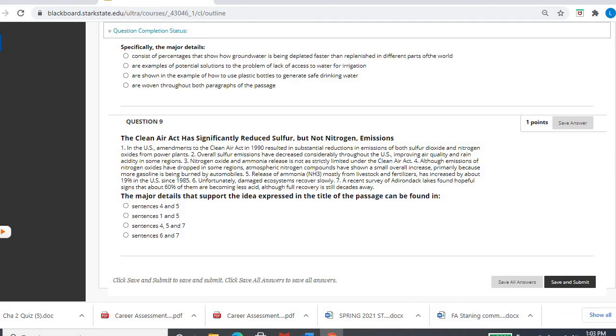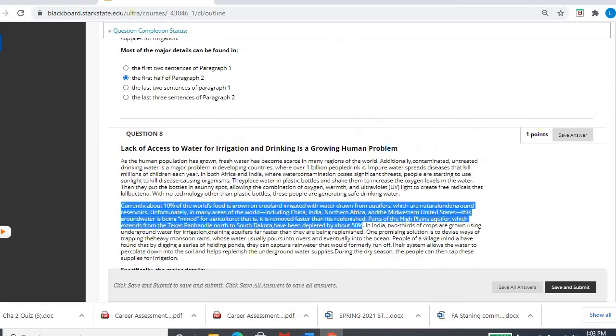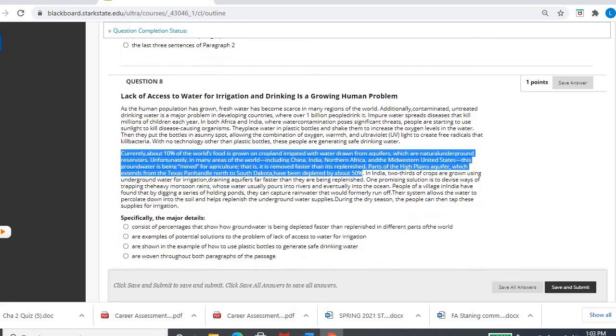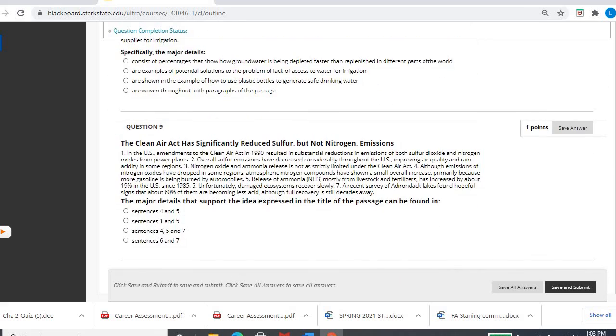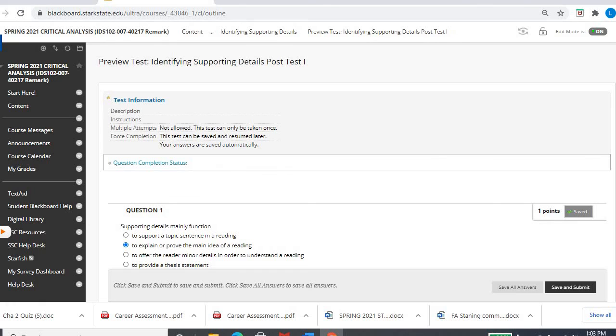Okay, so hopefully that helps. The fact that we did the first 7 together and you are doing just 8 and 9 on your own, make sure you hit save and submit, and that will finish up the Identifying Supporting Details MSA.